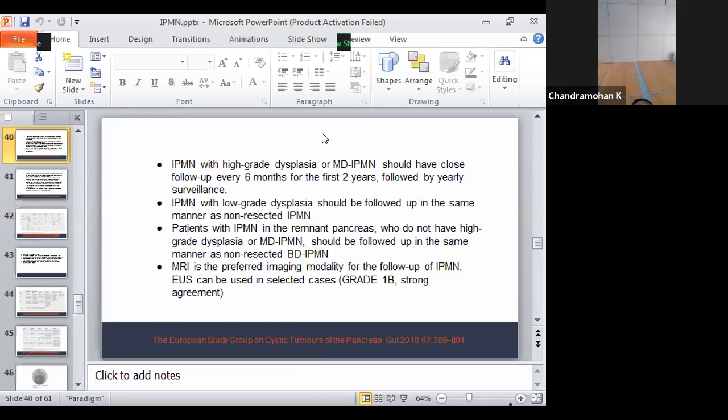Sir, EUS FNA is recommended only when there are worrisome features and the patient is a high risk candidate for surgery. Yeah, in this context, I would like to also explore the possibility of doing cytogenetics and finding out the various mutations. By a combination of various tests, we may be able to tell a little more accurately the chance of malignancy.